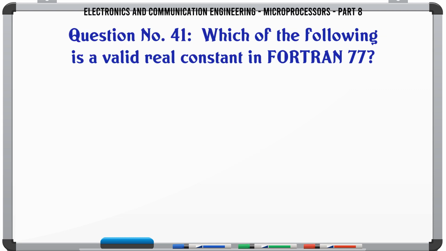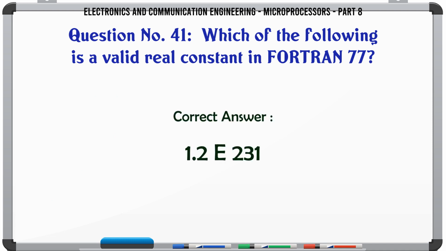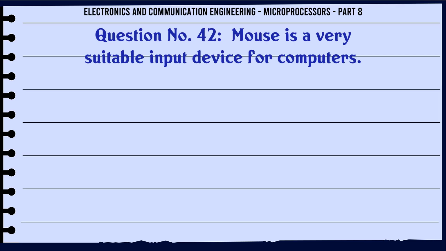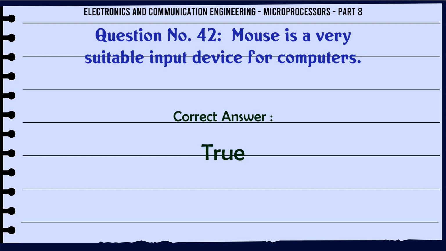Which of the following is a valid real constant in FORTRAN 77? A, 1.2E231. B, 3E2. C, 3.2E2.3. D, 1.2E23. The correct answer is 1.2E23. Mouse is a very suitable input device for computers. A, True. B, False. The correct answer is true.